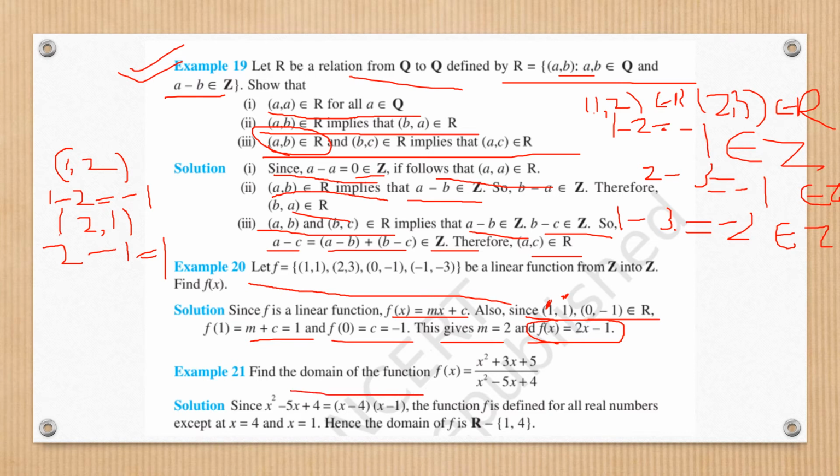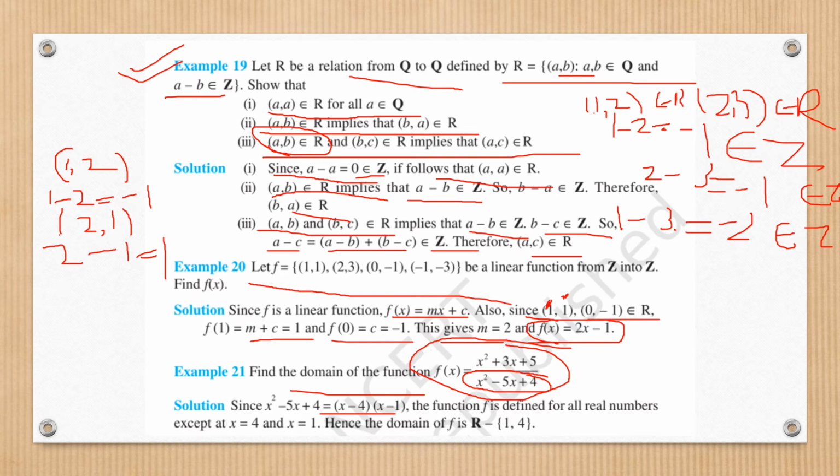Find the domain of the function. Now how do we get the domain of the function? See this function. This is a quadratic polynomial divided by a quadratic polynomial, right? So for this function to exist, what should be there? This denominator should not be equal to 0. So I have to delete those values which make the denominator 0. So for it, I have to factorize this, right? So the factors are x minus 4 and x minus 1. So if x is 4, then the denominator is 0. If x is 1, then also the denominator is 0.